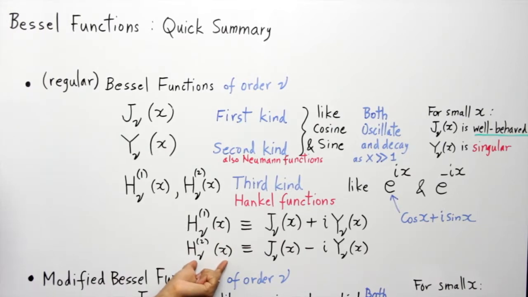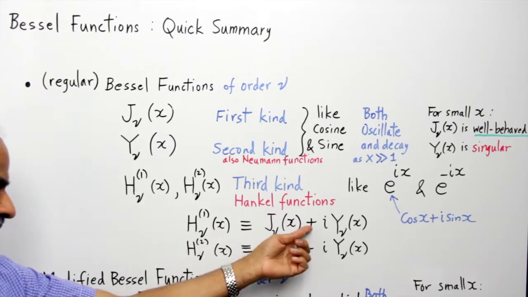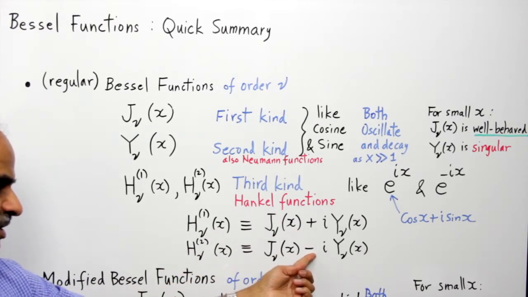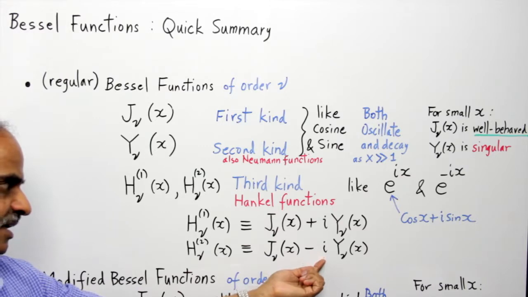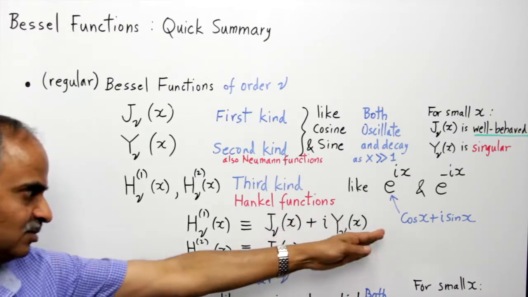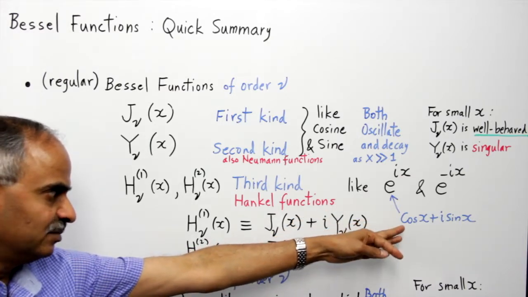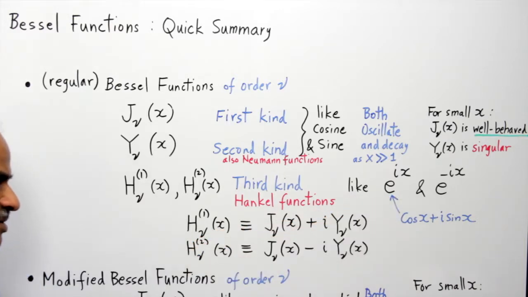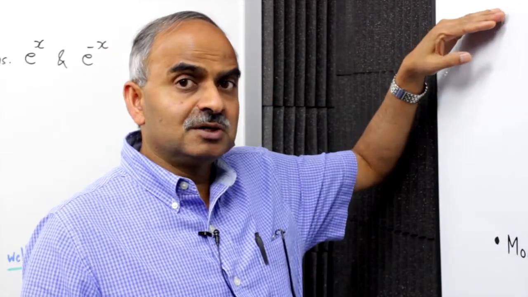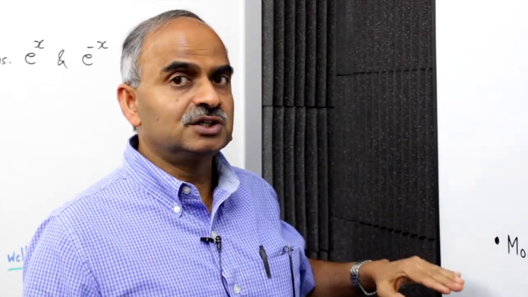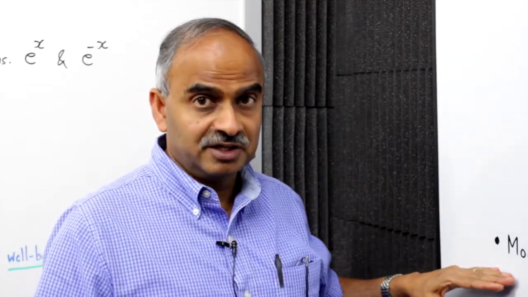And the Hankel function of the second kind is simply defined by flipping the sign of the imaginary part, just as for e to the minus ix, you would flip the sign, as we have written over here. If we put the minus sign, then that would be the representation for e to the minus ix. So that's the regular Bessel functions, and now we will turn to describe the modified Bessel functions.